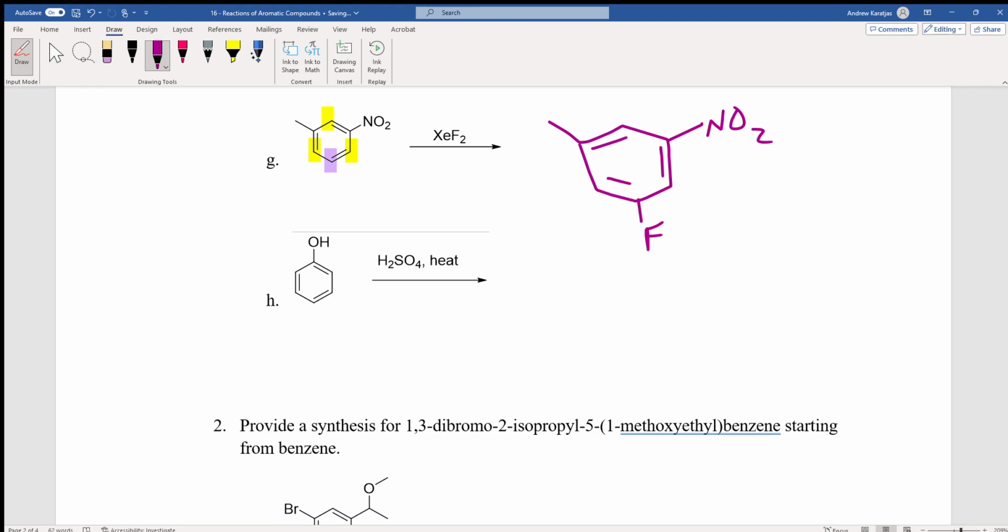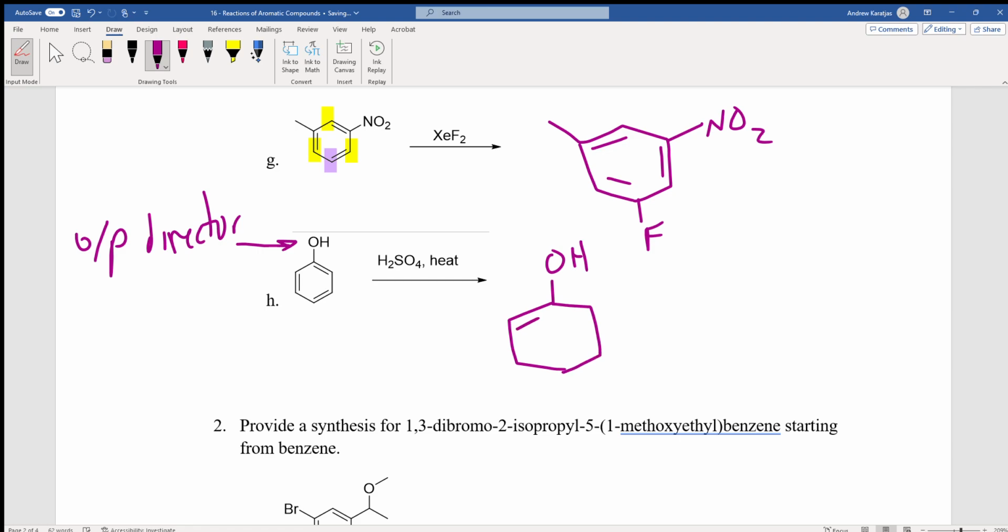And finally, for this group, in part H, we have a sulfonylation reaction. We're doing this with phenol. Phenol is an OP director. Since there's nothing else on this compound to influence the reaction, we are very likely going to get a mixture of the two possible products, the ortho and the para.